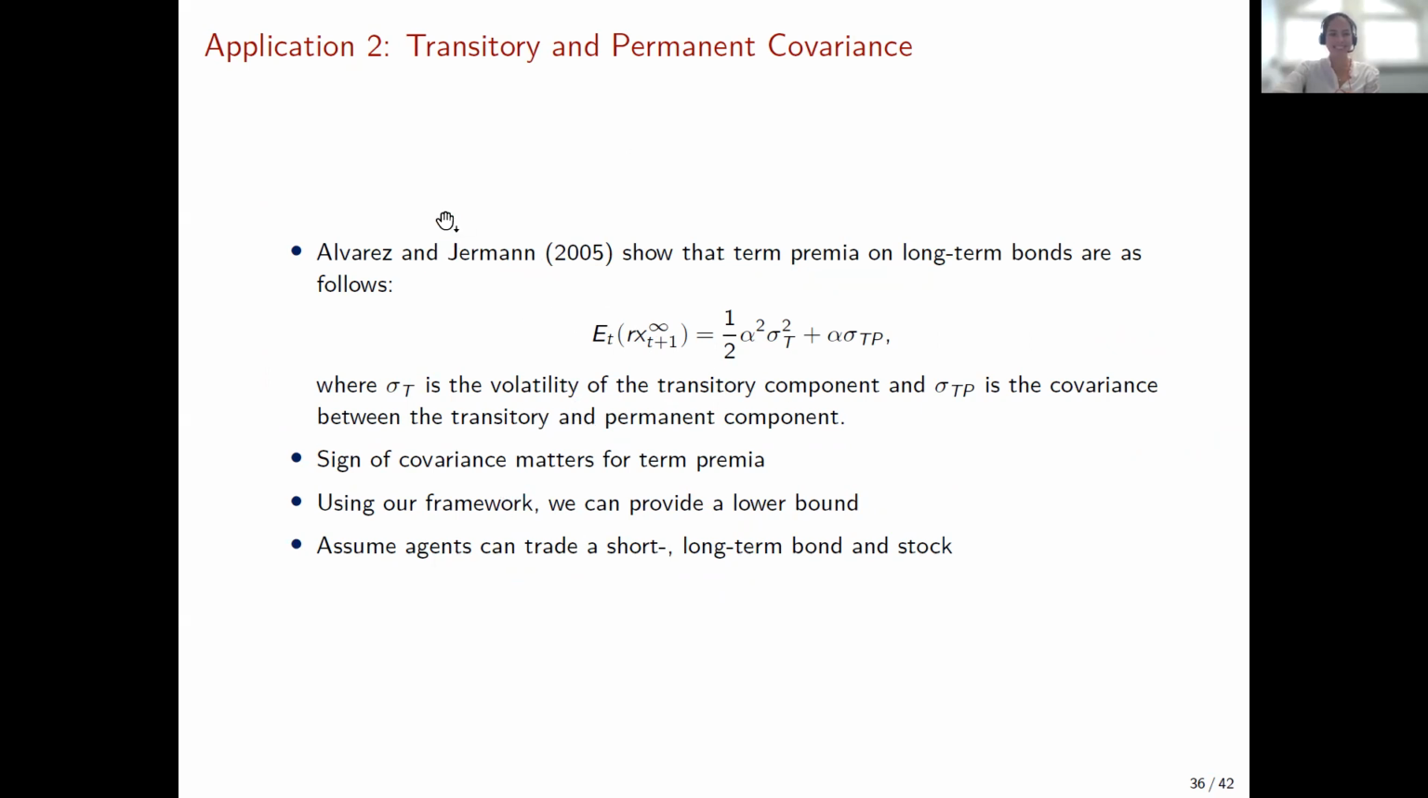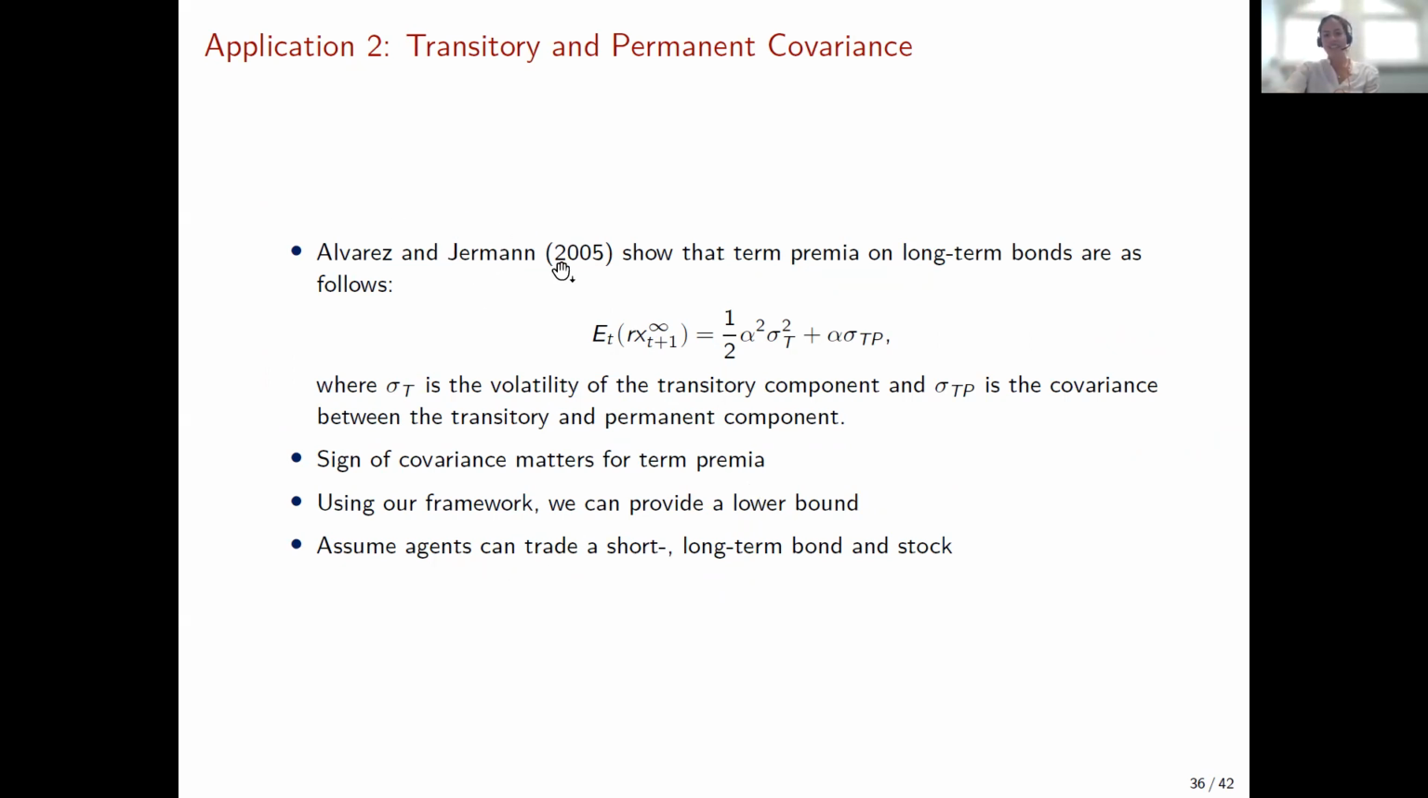So this is our second application. We always had this question: why should I care about the joint distribution between the permanent and transitory component? I've been doing asset pricing for 15 years. I never cared about it. Why should I care about it now? And here's an attempt at answering why we should care about that.